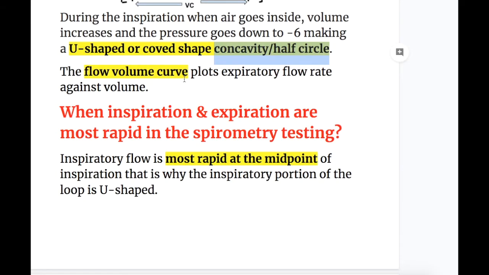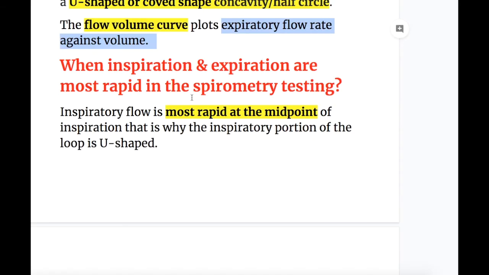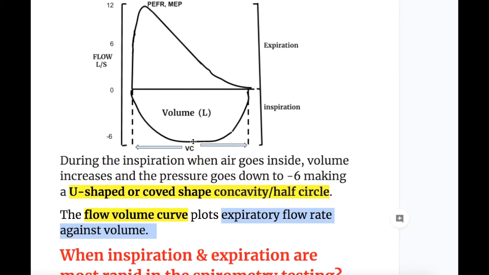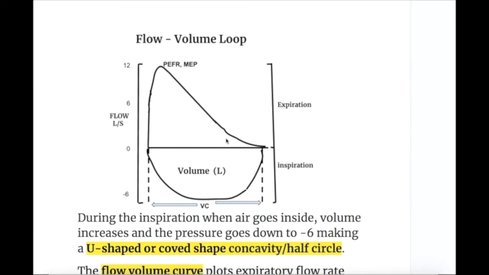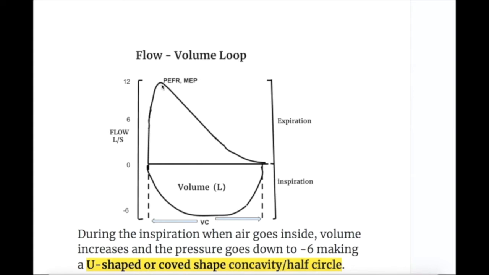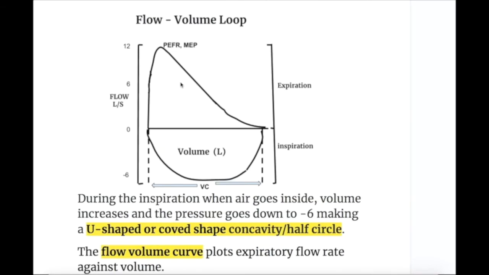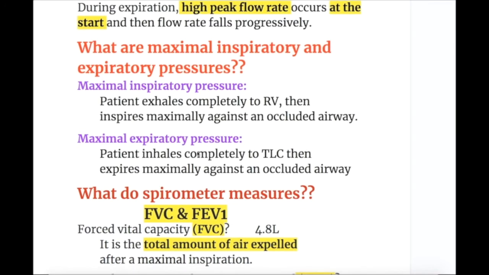The flow volume curve plots expiratory flow rate against volume. When inspiration and expiration are most rapid in spirometry testing, inspiratory flow is most rapid at the midpoint of the inspiration. That is why it makes a U shape in the loop. During the expiratory phase, the high peak flow rate occurs at the start of expiration, and then the flow rate falls progressively.